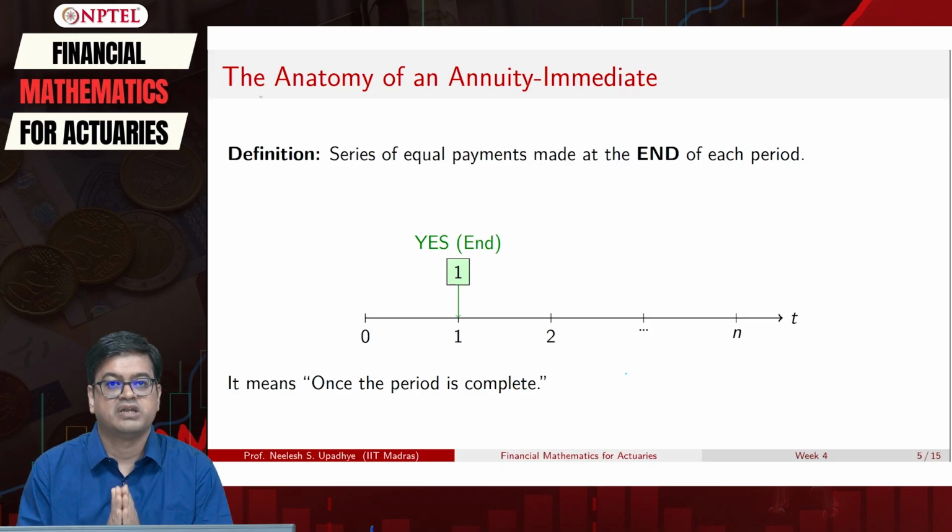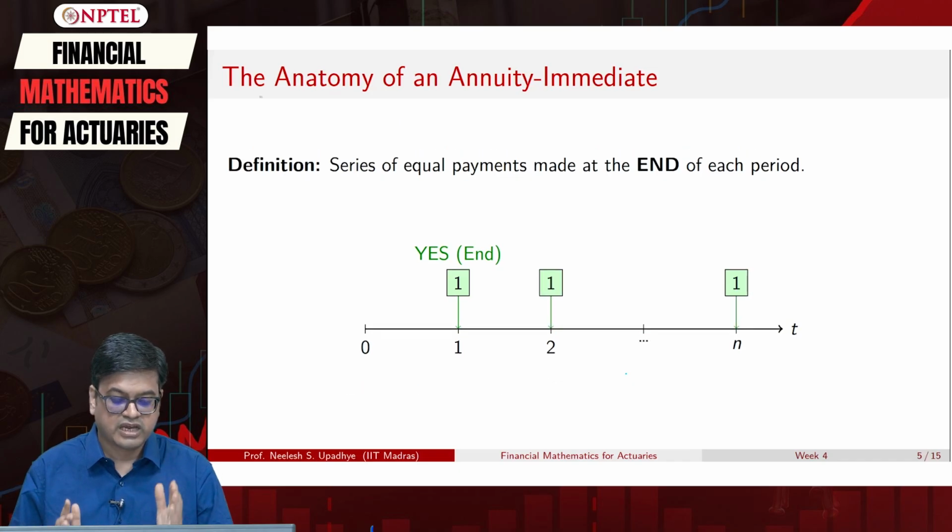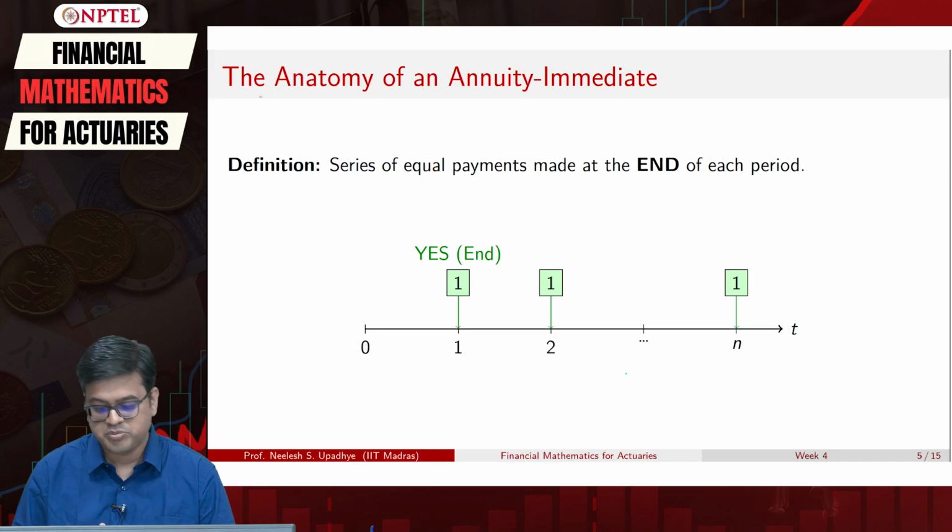Immediately, once the period is complete, you will get. This is annuity immediate: a series of payments that are made at the end, immediately at the end of the period. Once this is clear, then the cash flow is very clear. At the end of the first period, at the end of the second period, at the end of the nth period, all these payments will be given. So, the starting point is the troubling part.